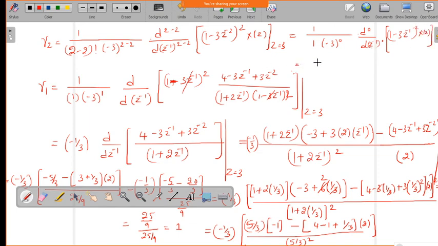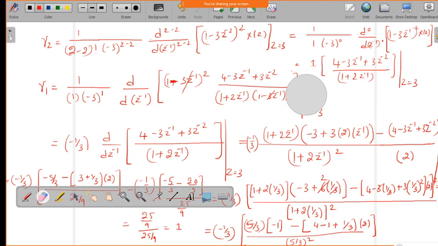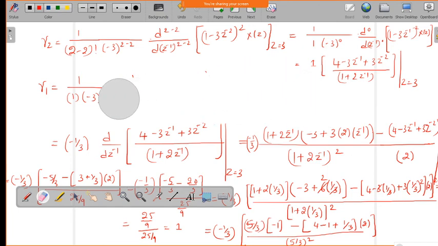So now if you put the X of z here, you can see this is the X of z. Similarly, this 1 minus 3 z inverse whole square will cancel each other, and you will get 4 minus 3 z inverse plus 3 z inverse square divided by 1 plus 2 z inverse. Now this should be evaluated at z equal to 3. So now evaluate and put the value of gamma 2.